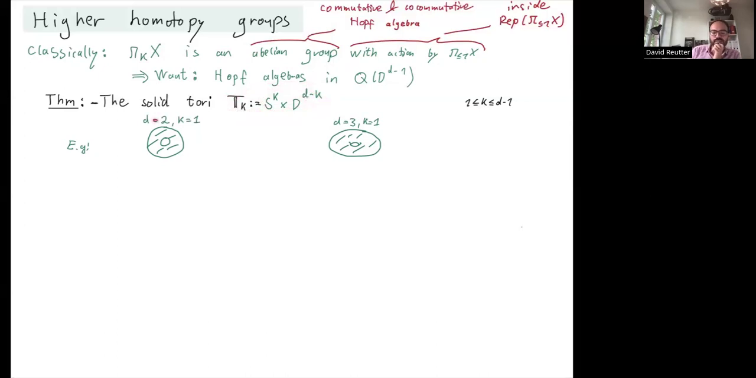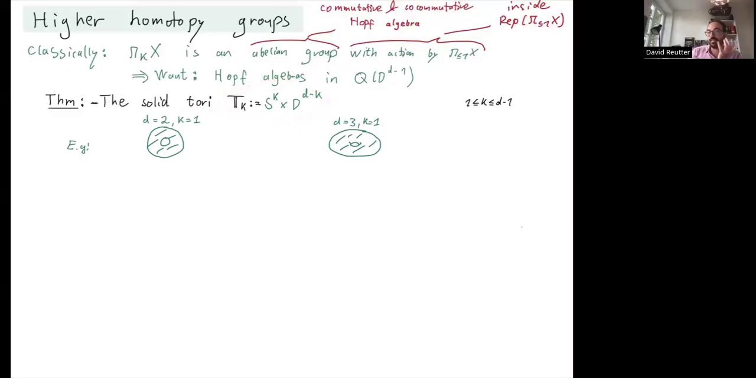So for example, if D is 2 and K is 1, this is an S^1 cross a D^1, so this is a solid annulus. And if the dimension D is 3 and K is 1, this is an S^1 cross a D^2, so this is a solid torus, a solid donut, and so on. Okay, so these are interesting manifolds. These are open D-dimensional manifolds, or D-dimensional manifolds with boundary.